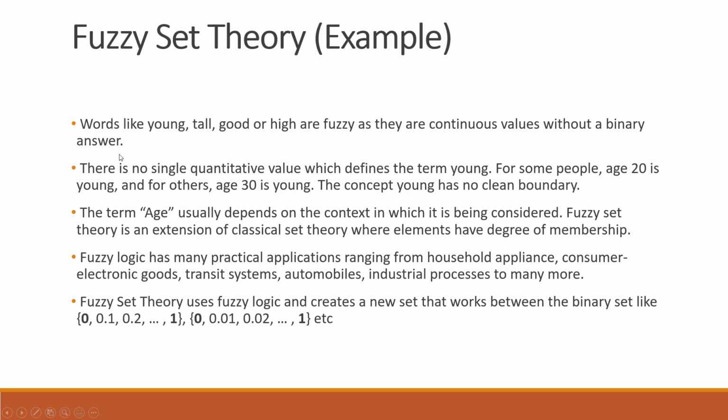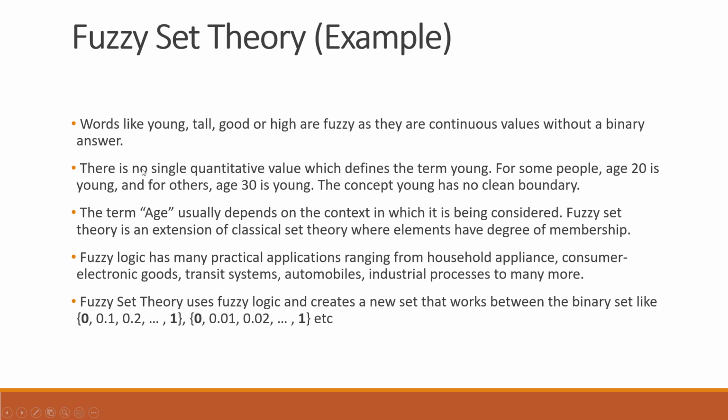Young means someone will say that the person whose age is 20 will be young, the person whose age is between 20 and 30 will be young, or the person whose age is 30. So now this is not a binary logic. Binary logic will not be able to solve this problem. So the concept young has no clean boundary. Similarly, the age, similarly the height, similarly the good.